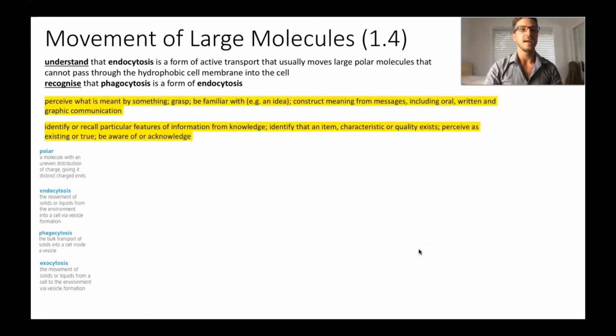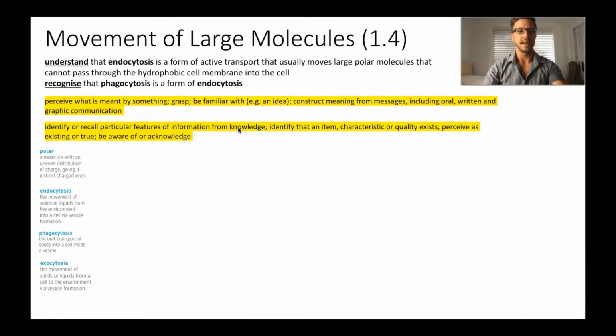So to understand means to perceive what is meant by something, to grasp it, to be familiar with it, to construct meaning from it. And to recognize means to identify or to recall particular features from knowledge.